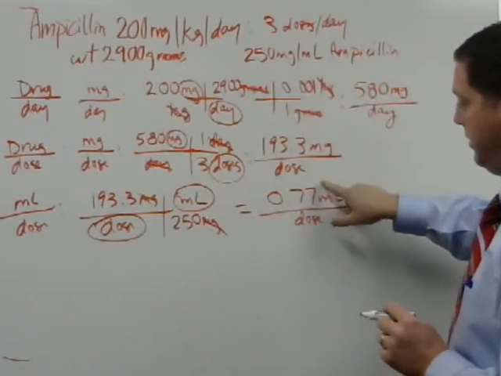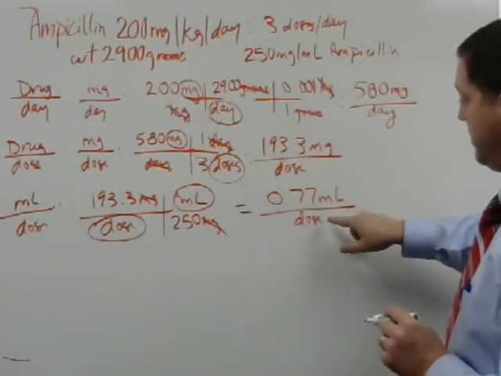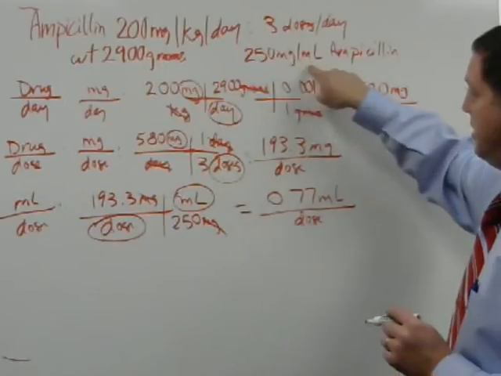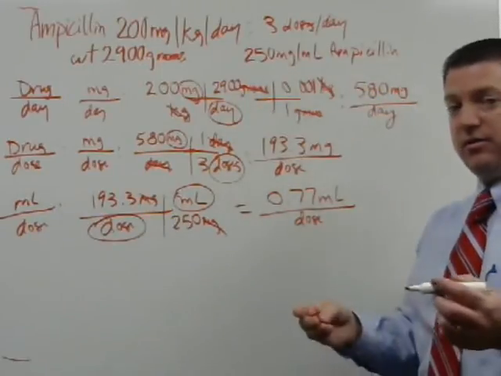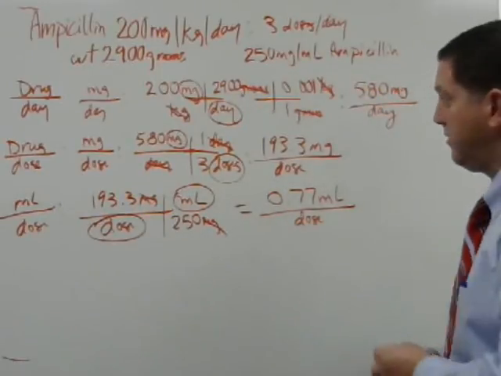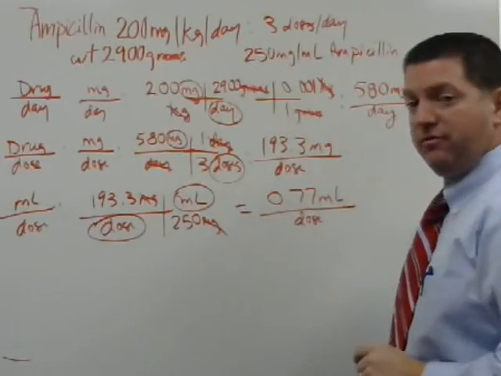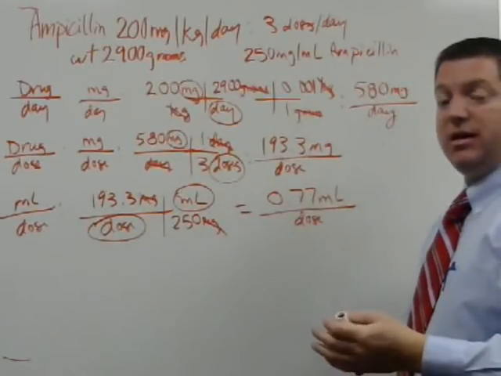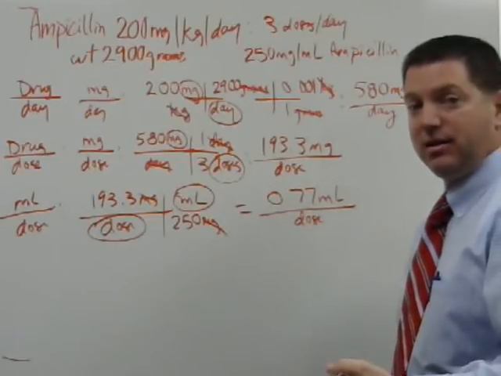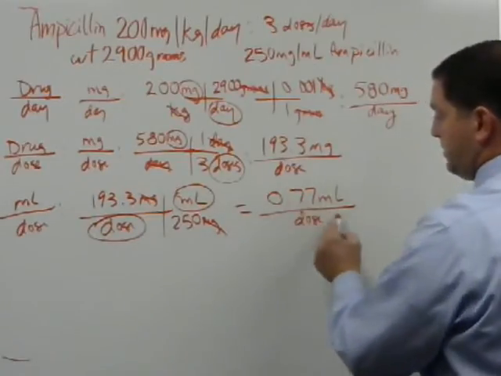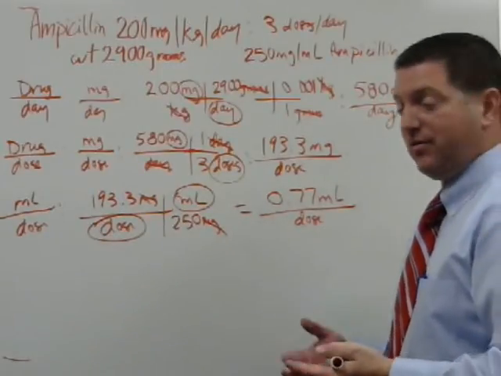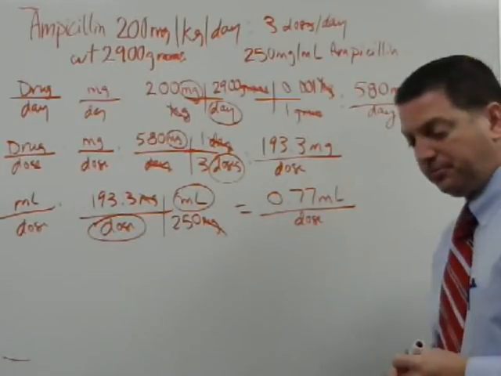I will pull out less than 1 mL, obviously, because 193 tells me that it's less than this whole bottle. That's another little check you can do for yourself. I've been supplied with 250, but I actually only need 193, so that tells me I will need to pull out less than what I was given. And this tells me exactly that I need to pull out 0.77 mLs per dose.